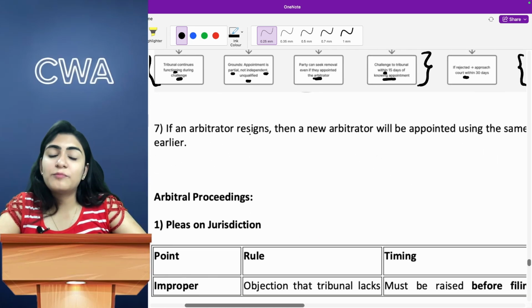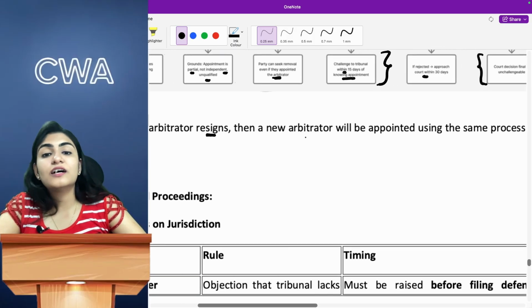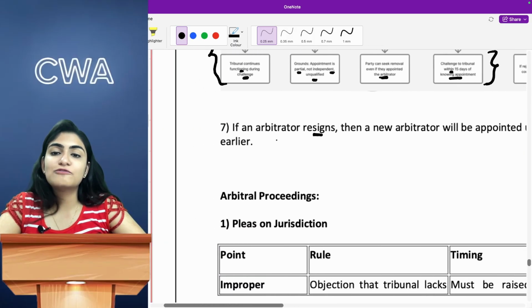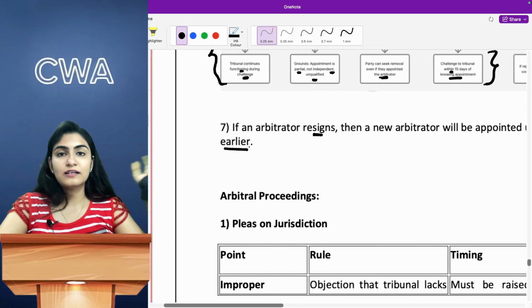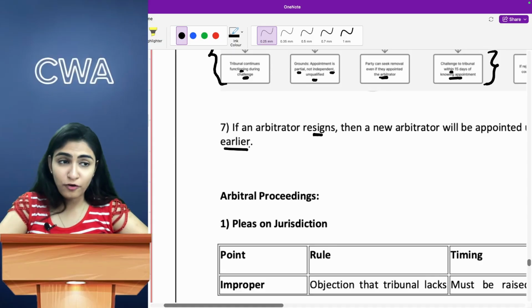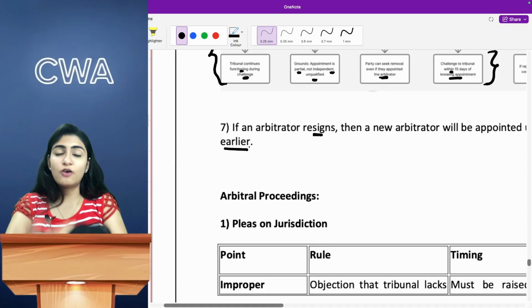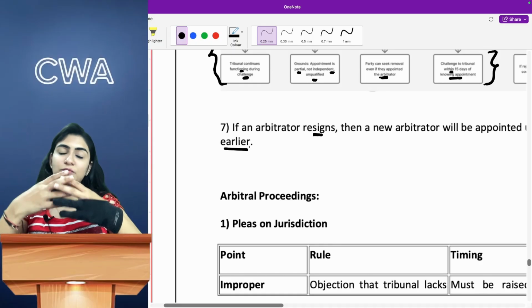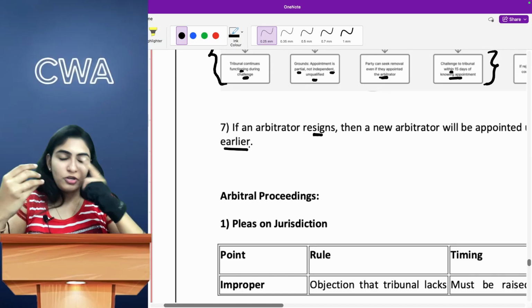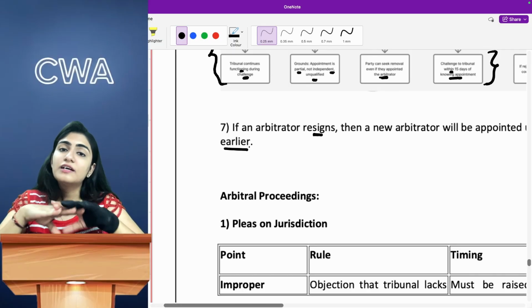Now, if an arbitrator resigns, then a new arbitrator will be appointed using the same process as earlier. Whatever process we have discussed up till now, the entire same process will be followed if at any point of time any arbitrator resigns.